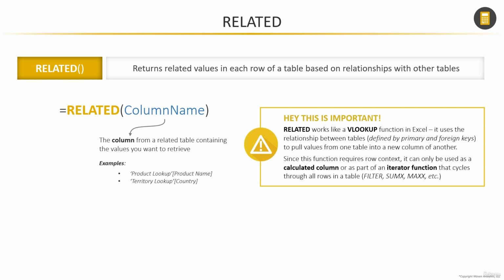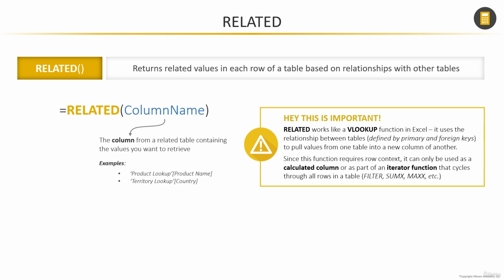So just a tip here. This works almost exactly like a VLOOKUP function does in Excel. It uses the relationship between the tables, which we're defining by our primary and foreign keys, to just reach into that table that's on the one side and grab the values it needs to pull them into a new column of another table that's on the many side. But the thing is, it works like VLOOKUP, but it's even simpler than a VLOOKUP, because we don't need to define the lookup value or the match type or those other arguments that we'd need to include if we were writing this lookup in Excel.